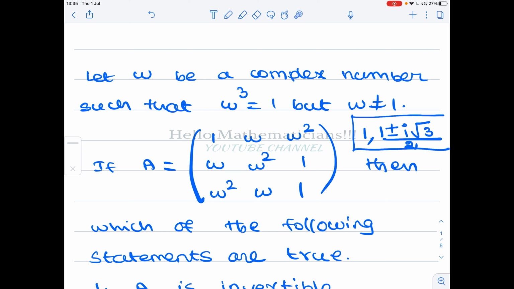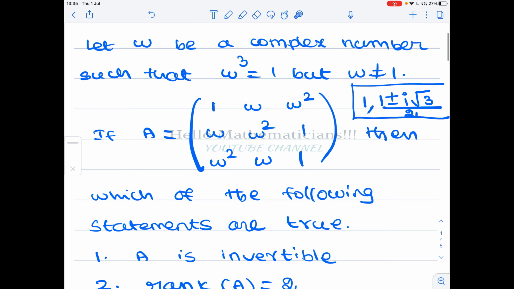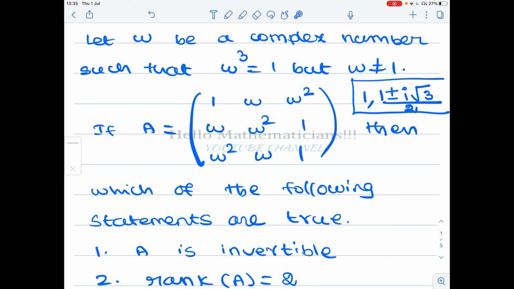If you look at this number, clearly this is a complex number. So you can take W to be (1 plus i root 3) by 2 or (1 minus i root 3) by 2. If you take (1 plus i root 3) by 2 as W, then W square will be (1 minus i root 3) by 2. Similarly, if you take W to be (1 minus i root 3) by 2, then W square will be (1 plus i root 3) by 2. This is a simple property of a cube root of unity. You can verify by yourself. Anyway, since it is a complex matrix, complex numbers are occurring as entries here.